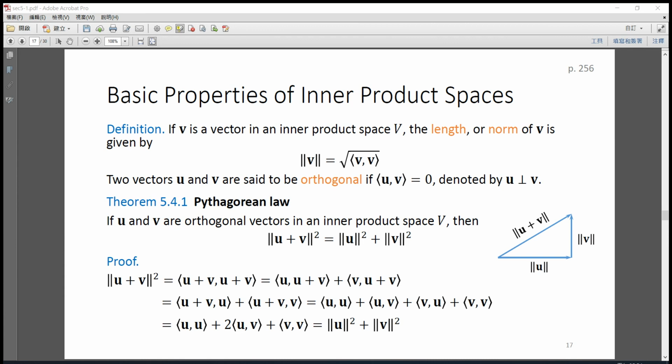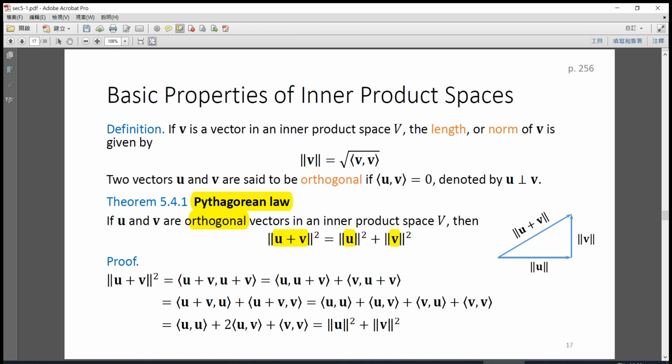Theorem 5.4.1 is the well-known Pythagorean Law. If u and v are orthogonal vectors in an inner product space V, then the square of the norm of u plus v equals the square of the norm of u plus the square of the norm of v. This equality can be visualized by the right-hand side figure. The three norms correspond to the three edges in the right-hand side triangle, and the norm of u plus v is the longest side of the triangle.